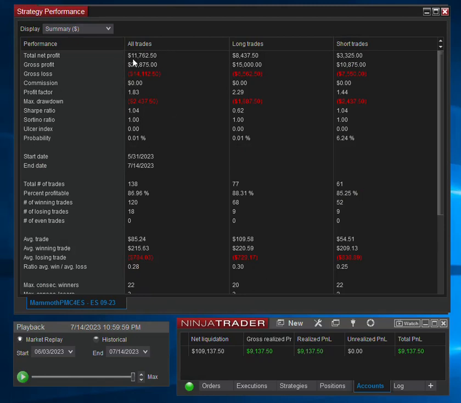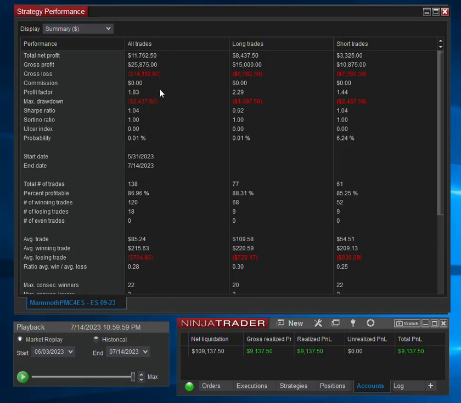it shows $11,762.50. The commission is zero because we're using playback data. That data is the market data, but it's a playback. So for this account, they didn't apply the commissions to it. But based on the total number of trades, which is 138 trades, you can ballpark the commission that you're going to have to pay. Let's say multiply by five, you're looking at less than $1,000, and your net would be 10,000.